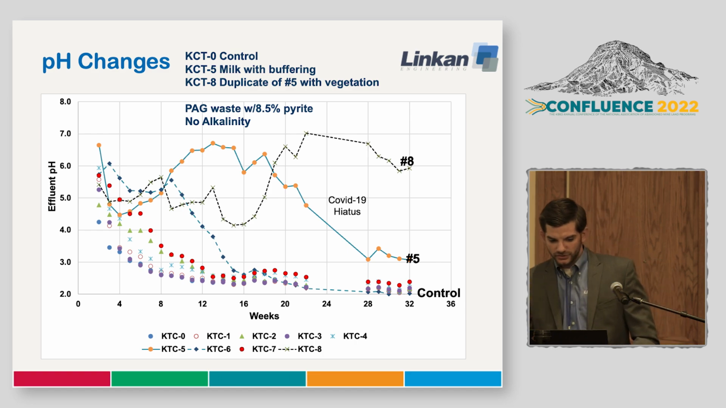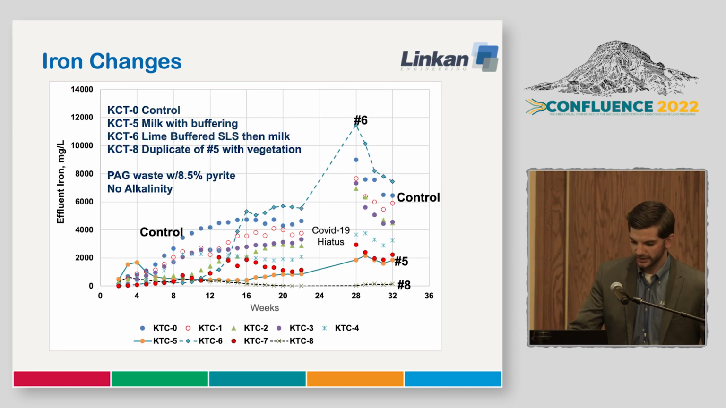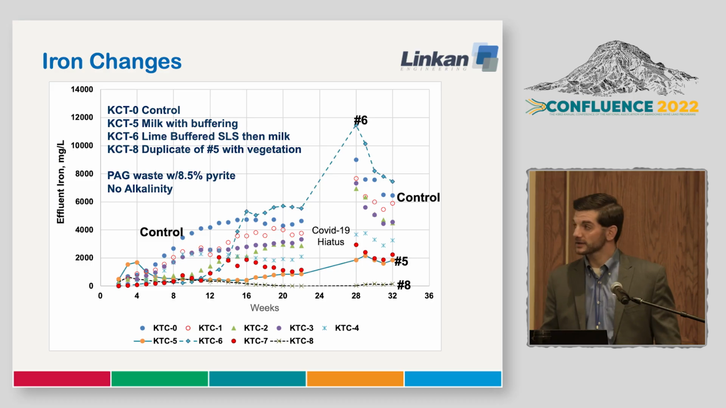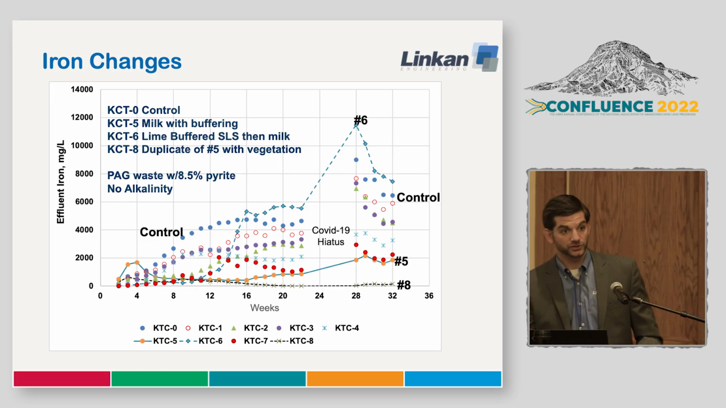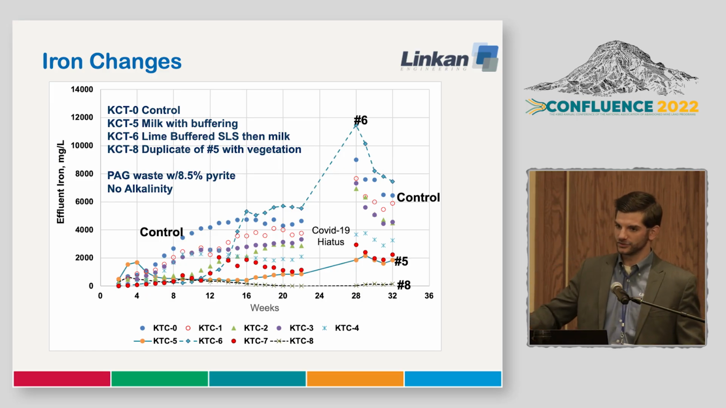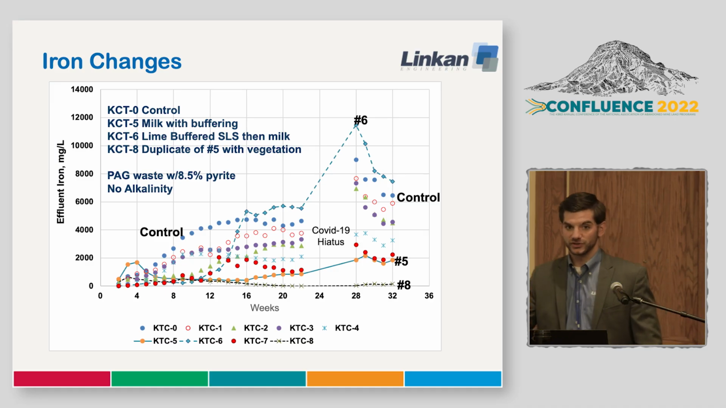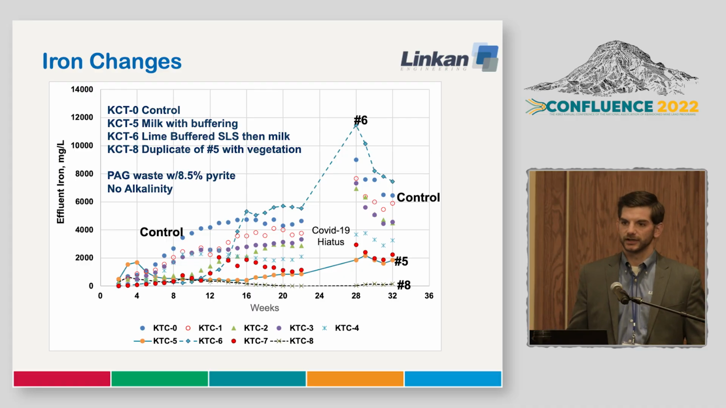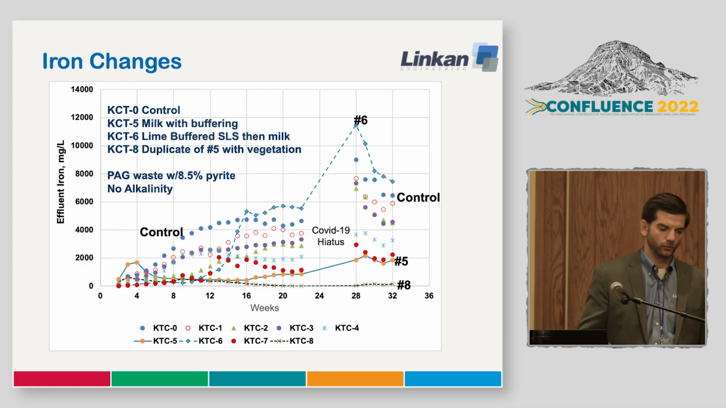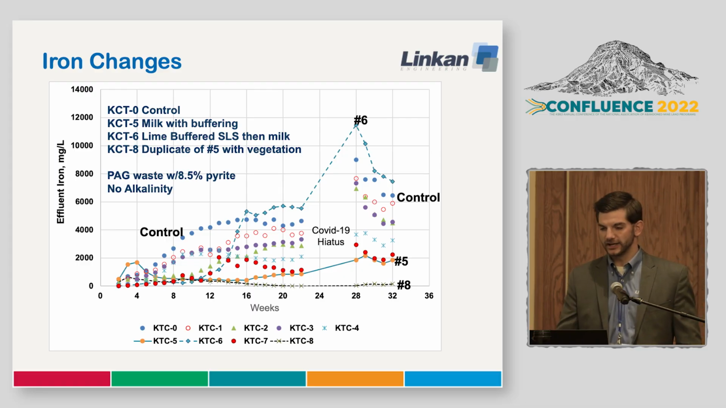Looking at our iron concentrations, yes, those units are correct in milligrams per liter on the y-axis. So we're talking about 12 grams per liter of iron in the effluent of our number 6, which is that lime buffered with sodium lauryl sulfate. So I added another one just to show you that we can push these things the wrong way, which is why you need to do this testing. There's no magic bullet for any mine site. You have to go through, do your homework, and demonstrate that this will indeed work.